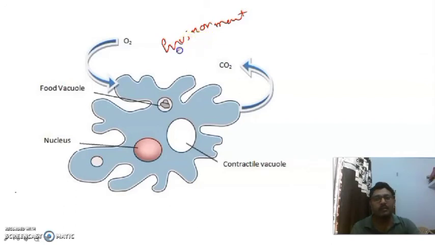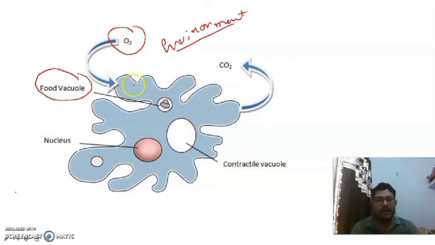Since the body is in direct contact with the environment, these kinds of organisms do not need any specialized tissue or specialized organ either to take in food or to excrete any waste from the body. For example, as you can see in the picture, this organism is taking food from the external environment directly, and it is also getting oxygen directly from the environment and releasing carbon dioxide.